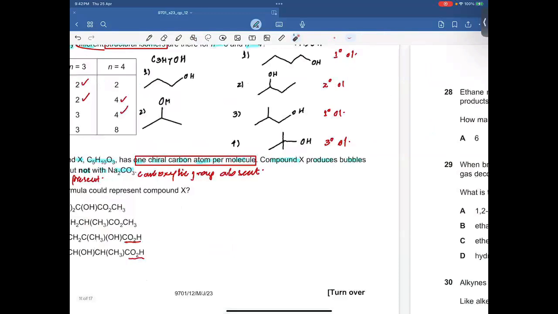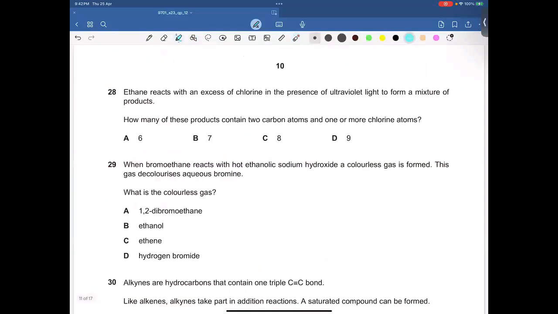Okay. Question number 28. Ethene reacts with an excess of chlorine in the presence of ultraviolet light. That's called a free radical substitution reaction, to form a mixture of products. That's what we have done in the class. All right. How many of these products contain 2 carbon atoms and 1 or more chlorine atoms? Wow. That means we really need to work upon it. We really need to work on this.